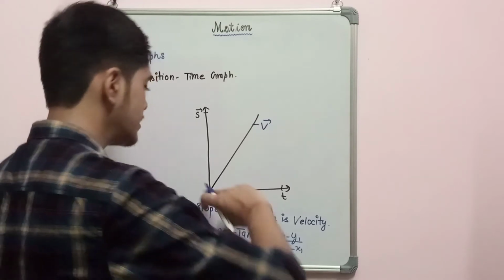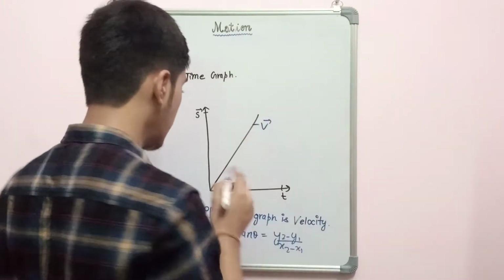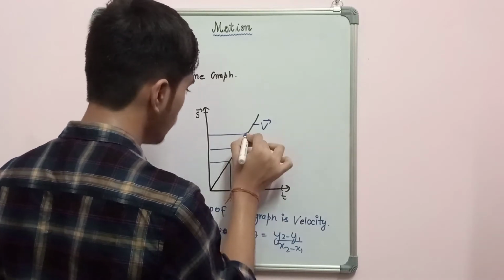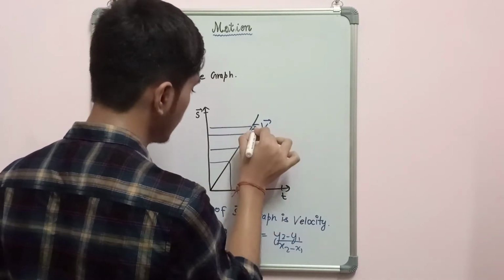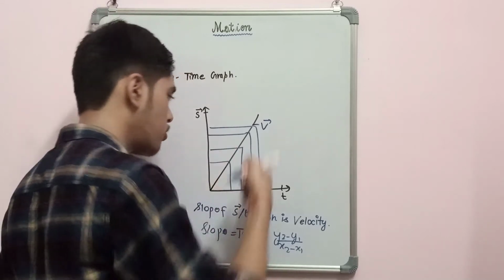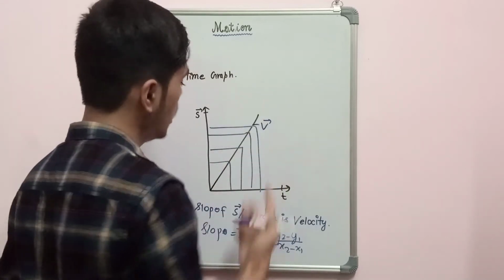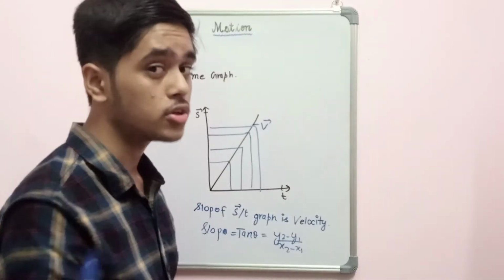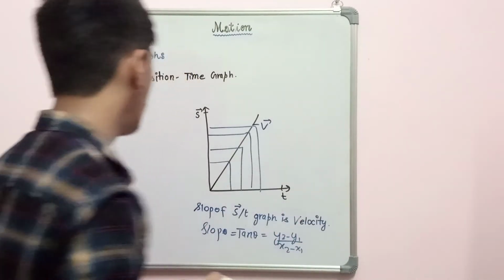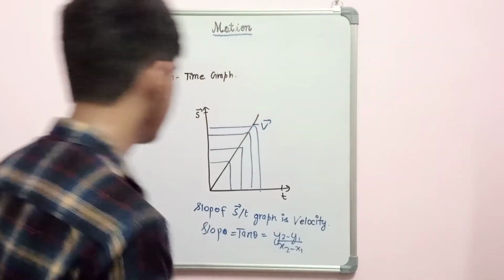Okay, and this is a uniform motion because it's a straight line. At any instant, the body is covering equal distance in equal time, that is why we call it uniform motion. But if the graph was a little curved or a parabola, then it would be a non-uniform motion, because the body is covering different distances in different times. Okay, so let us discuss.